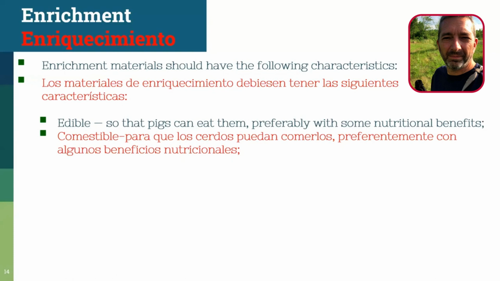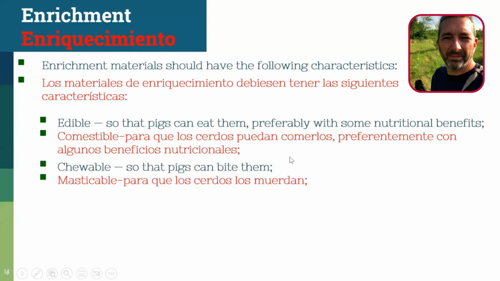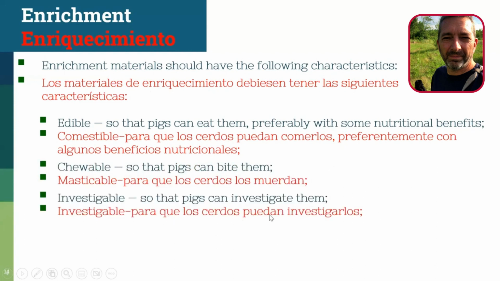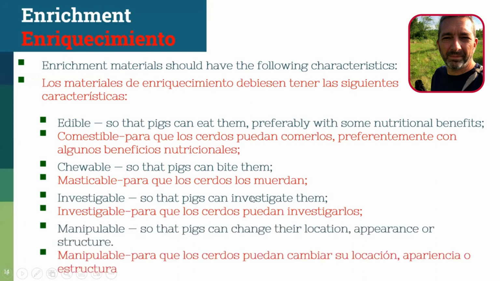So in terms of the types of properties that enrichment materials should have, we want to think of them as being edible, so pigs can eat them; chewable, so again, pigs can chew on them; investigable, pigs can investigate them; manipulable, so that pigs can change their location, their appearance or structure. So these are the terms that are used to describe the types of enrichments that we use in a fairly consistent way.